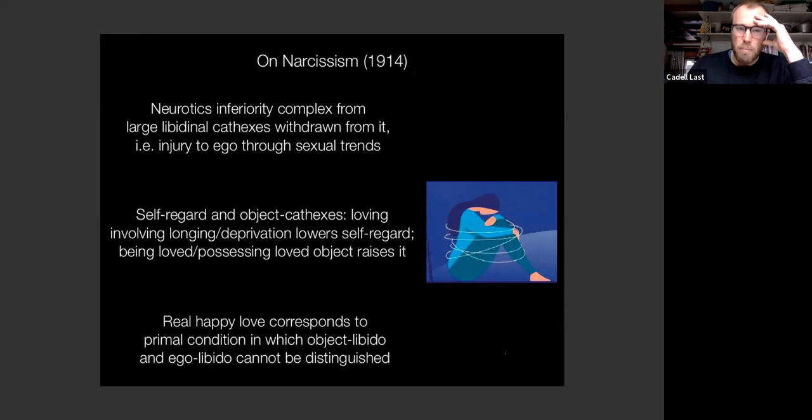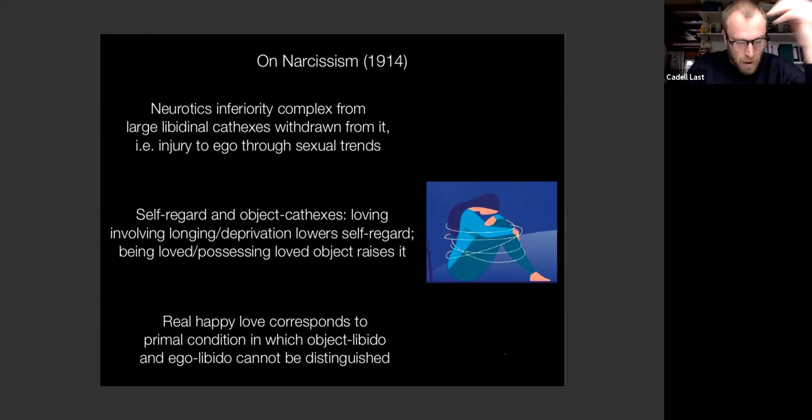He makes an interesting point about self-regard and object concentrations, namely that the subject who loves in a state of longing, or in a state of deprivation, basically loving without it being returned to you, or loving in relationship to an impossible other, lowers one's self-regard. Whereas being loved or possessing the loved object raises one's self-regard.